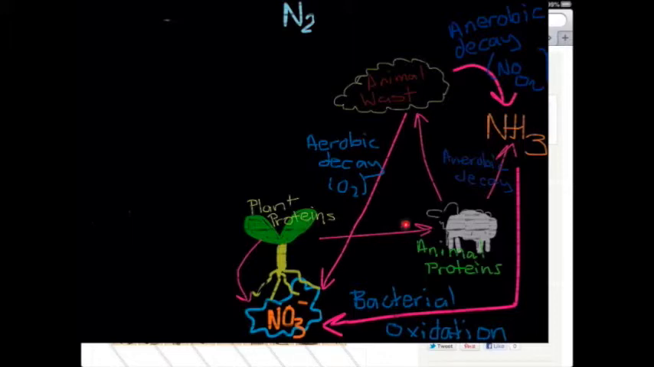Plants provide protein for animals. So the plant protein gets consumed by the animals. From the animals, there's anaerobic decay, and that turns it into NH3. There's also waste products from the plants.